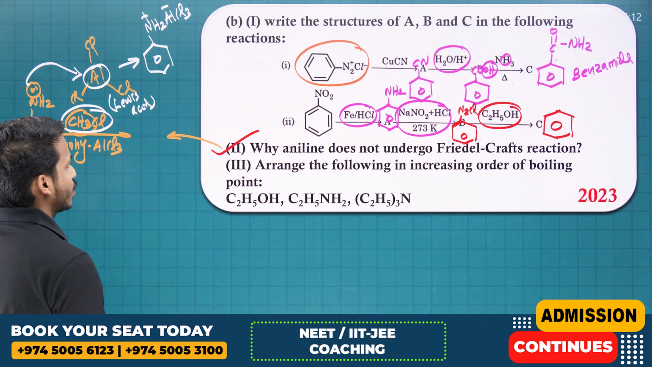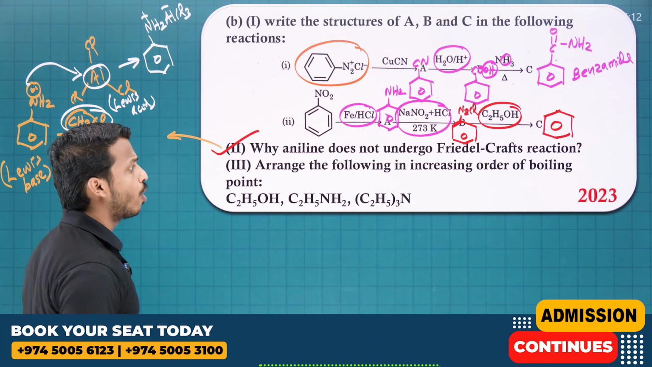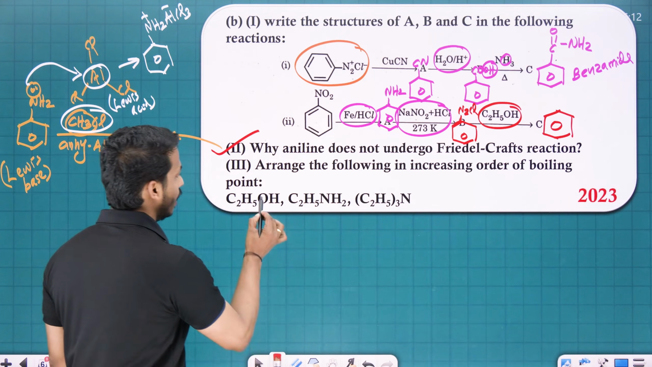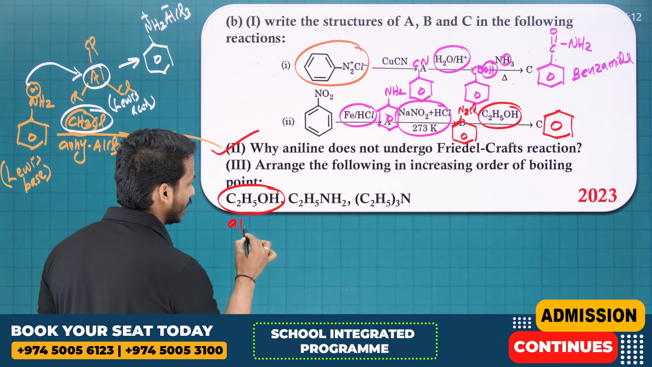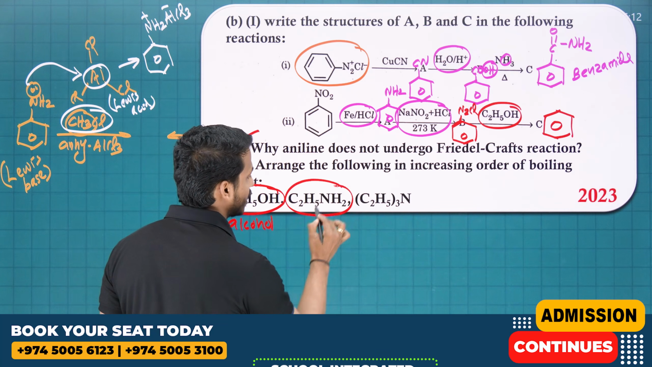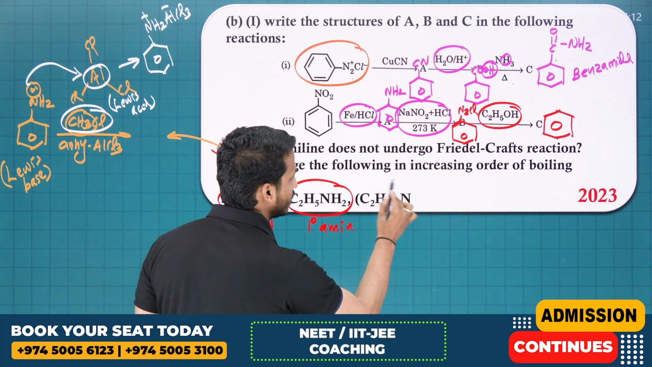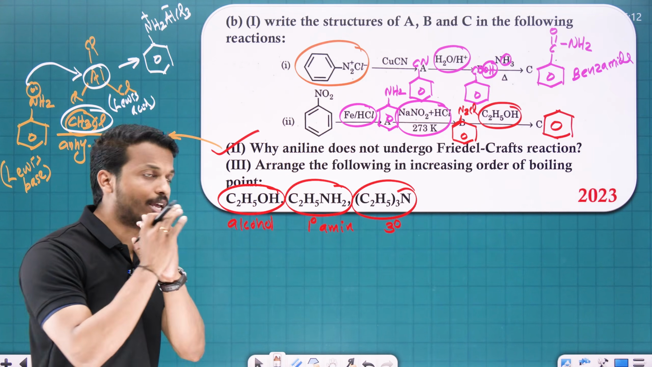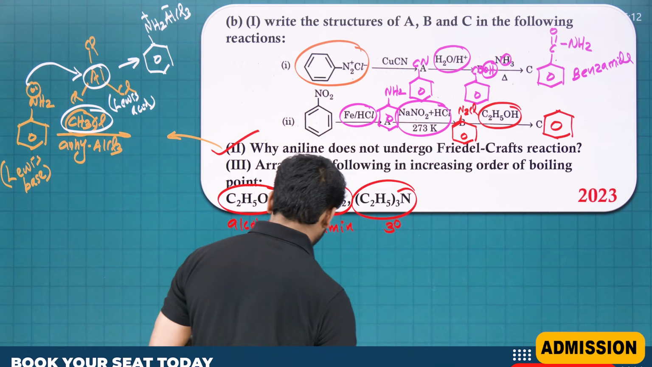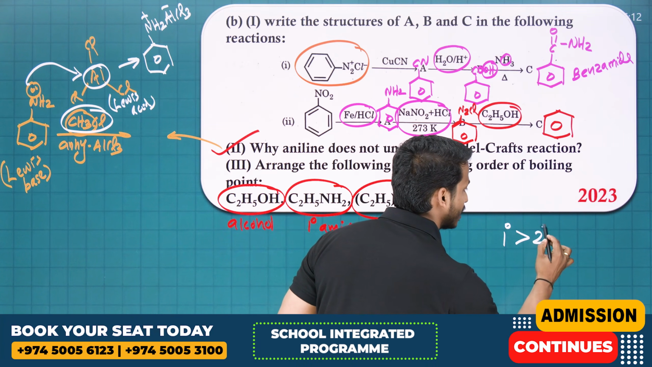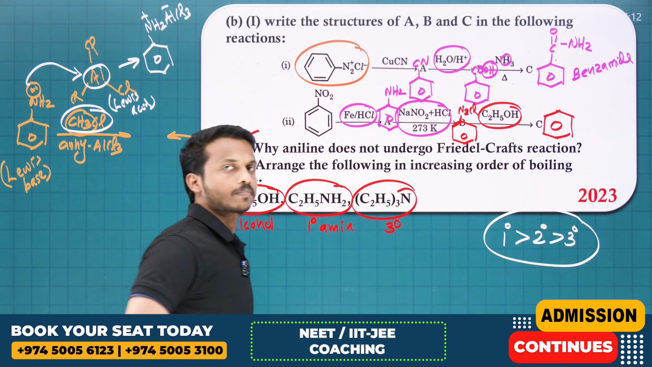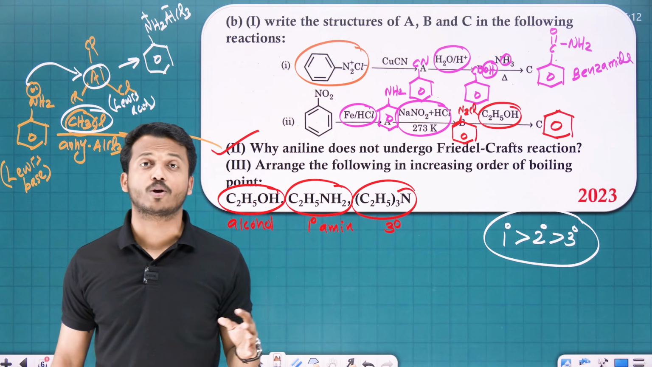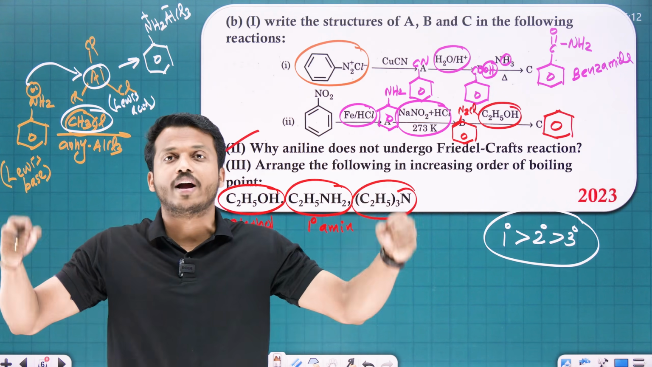This aniline. Next one. Arrange the following in increasing order of their boiling point. Okay? Boiling point. Listen to the whole question. This is ethanol. Ethanol is an alcohol. What is this? It's a primary amine. And what is this? It's a tertiary amine. Alright. What is the order of boiling point of amines? We studied that primary is greater than secondary, greater than tertiary, because a primary amine can have a greater number of hydrogen bonds.